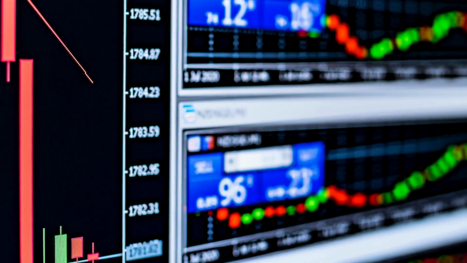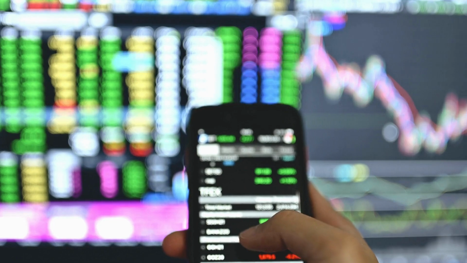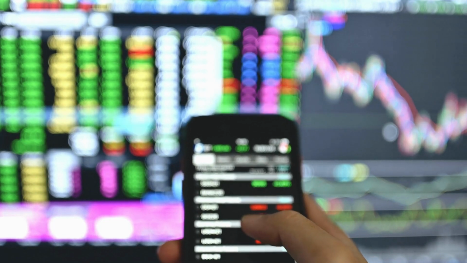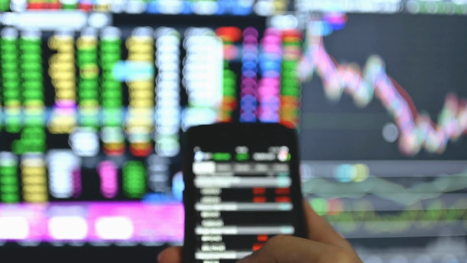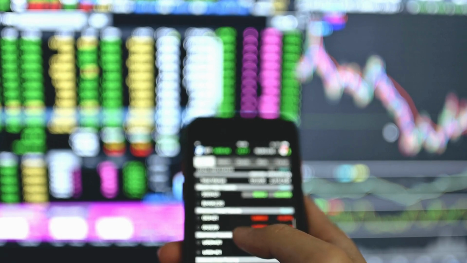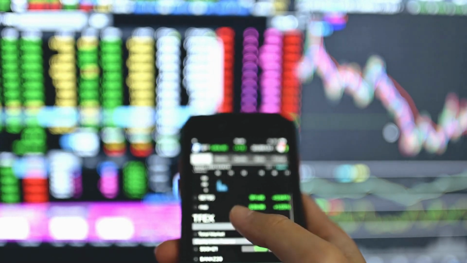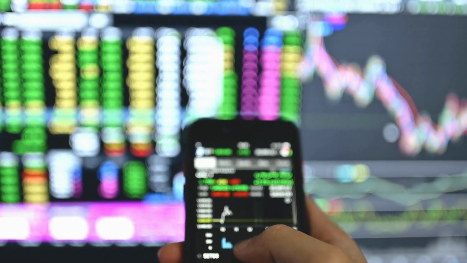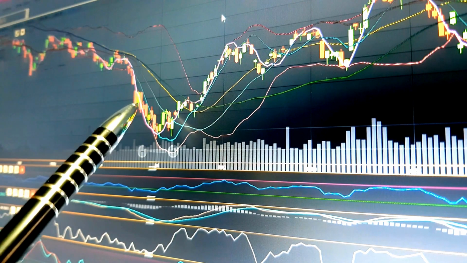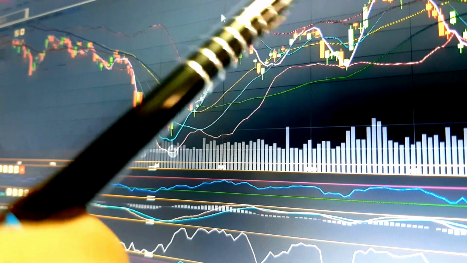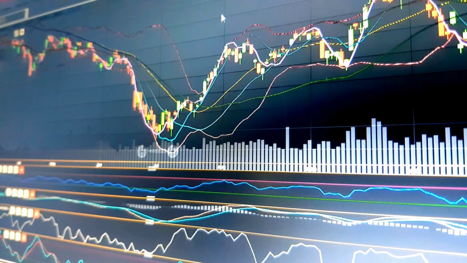It depends on factors such as the size of your account, your risk tolerance, and your trading strategy. A general rule of thumb is not to risk more than 1 to 2% of your account on a single trade. For example, if you have a $1,000 account, ensure your maximum loss per trade does not exceed $10 to $20. This will help protect your capital and avoid over-leveraging.